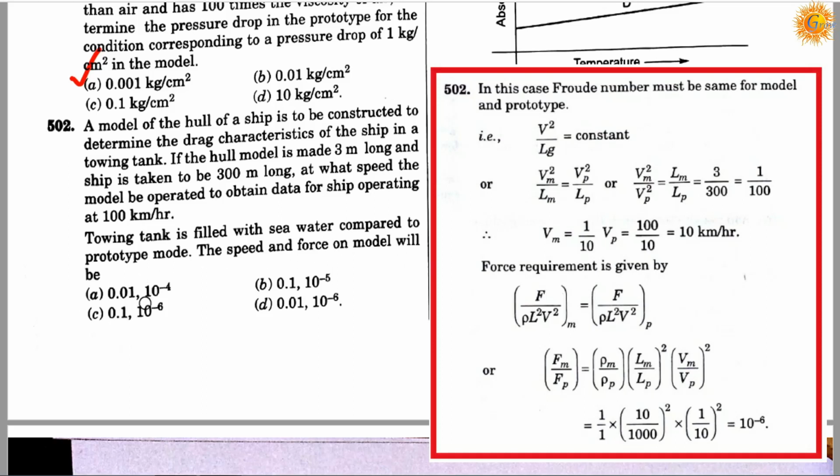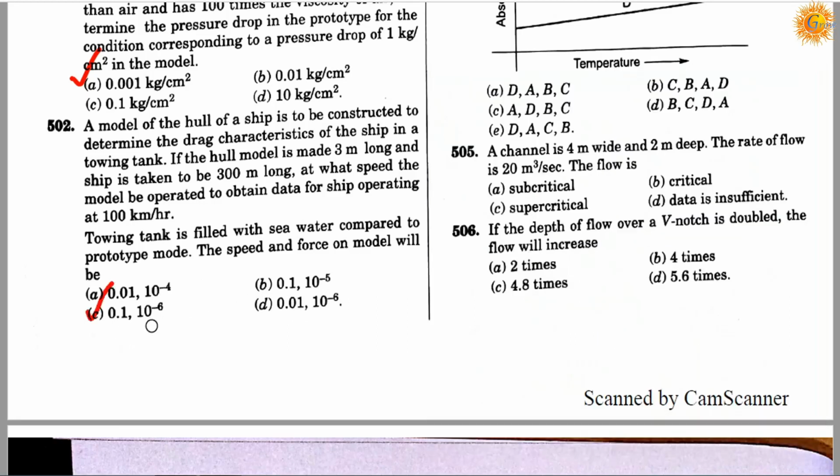0.01 and 10 to the power minus 4, option B 0.1 and 10 to the power minus 5, option C 0.1 and 10 to the power minus 6, option D 0.01 and 10 to the power minus 6. So the correct answer is C, it will be 0.1 and 10 to the power minus 6.